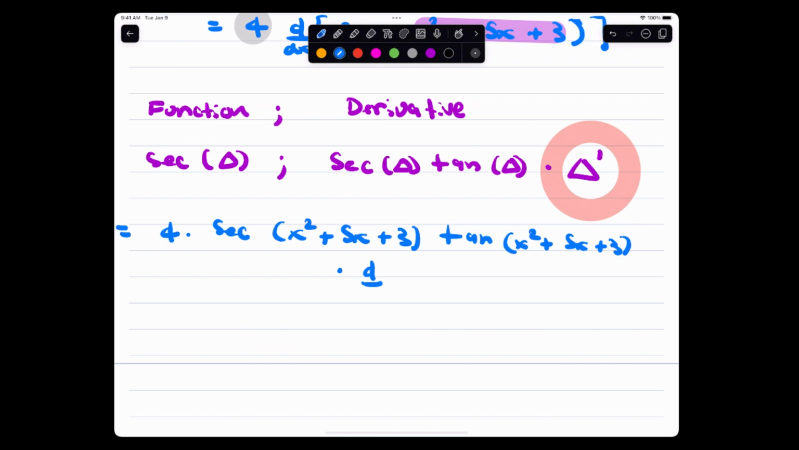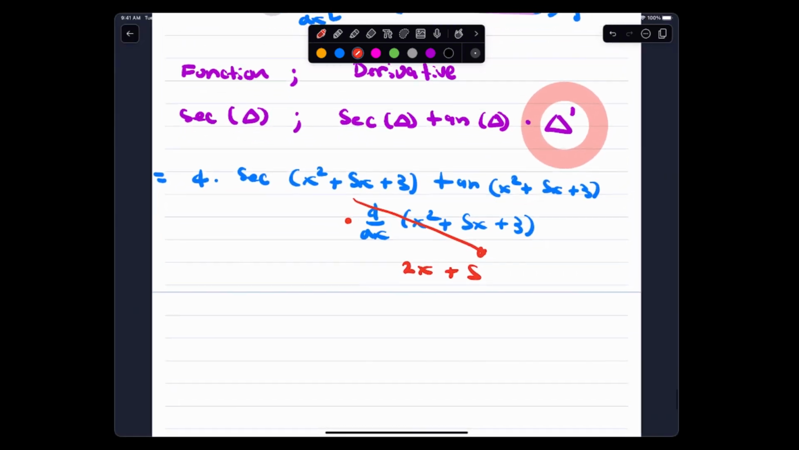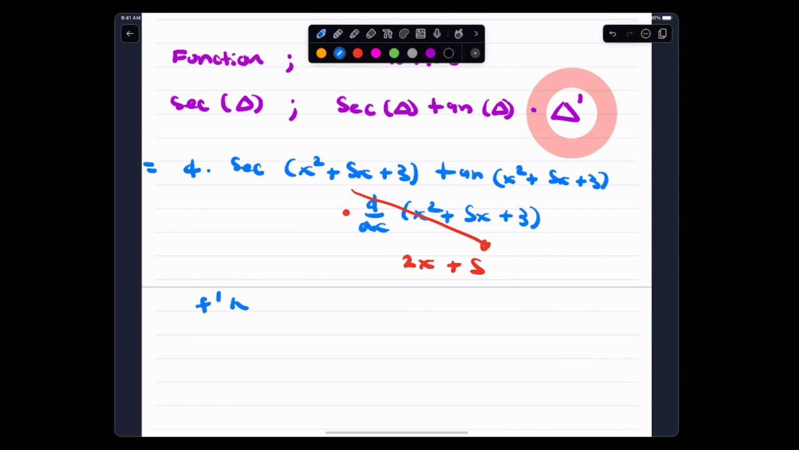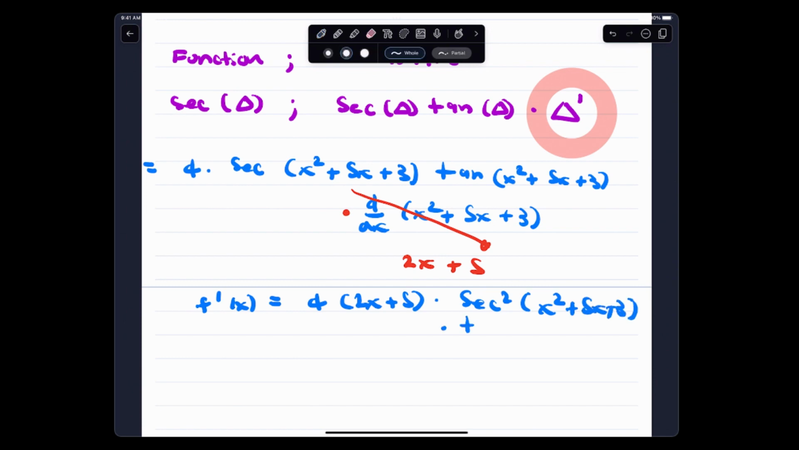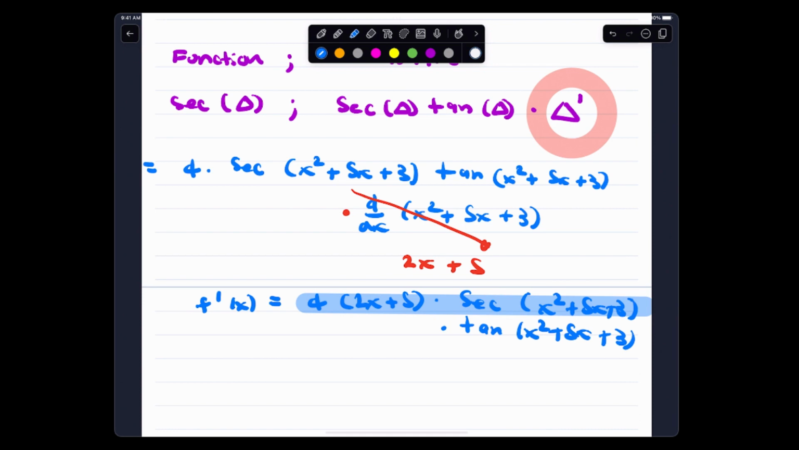Now don't forget times the chain. This is that derivative. What do you get now? This is times the chain here. 2x plus what? 5. F prime of x is 4 times that 2x plus 5 times secant of x squared plus 5x plus 3. Oops, not secant squared, secant times tangent of the same thing. All right. There it is.